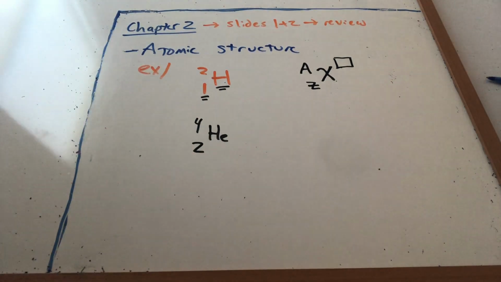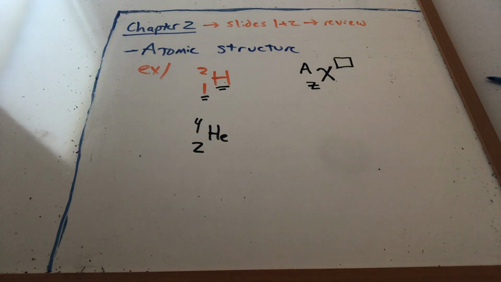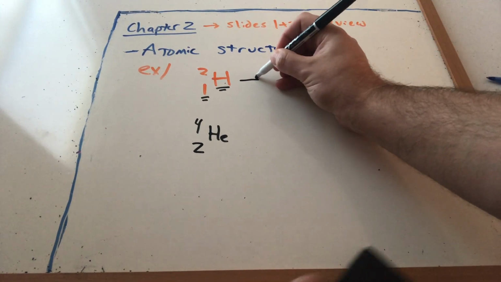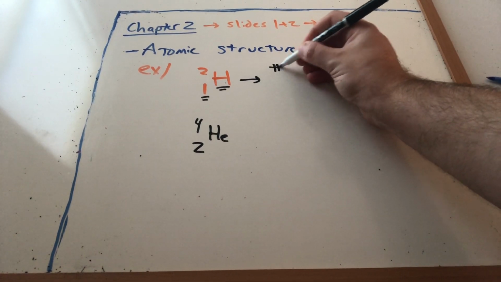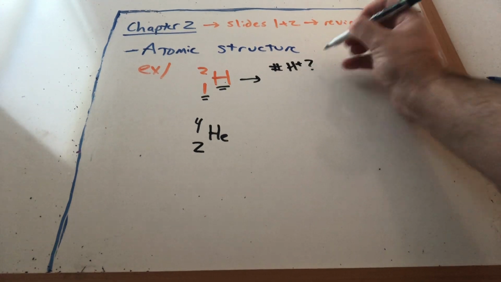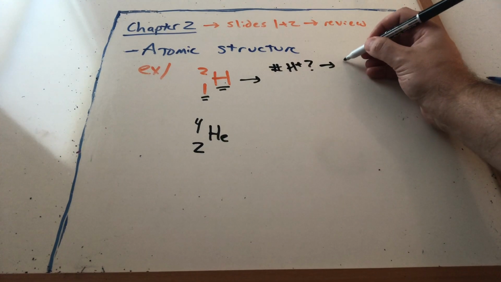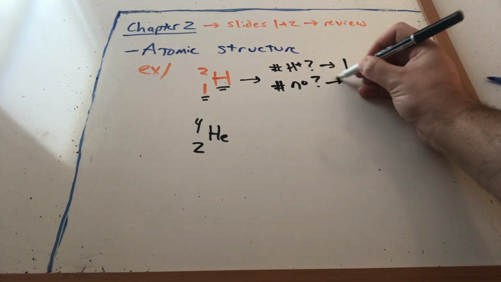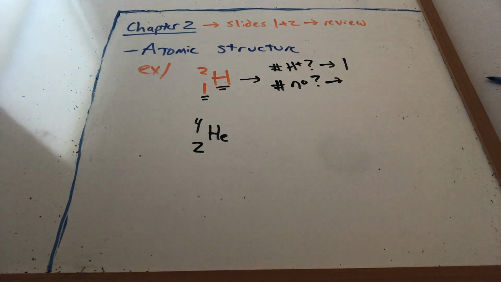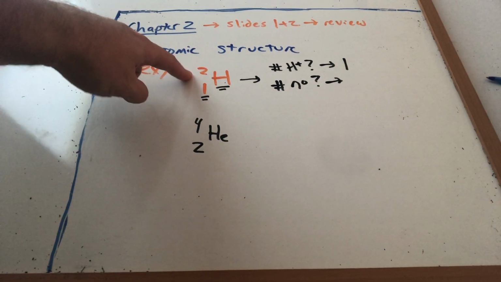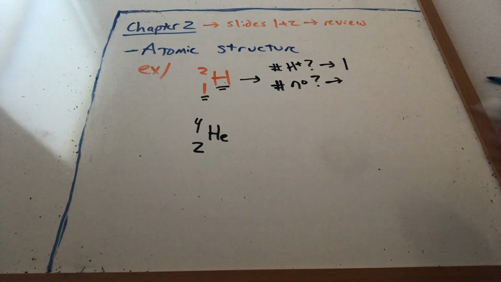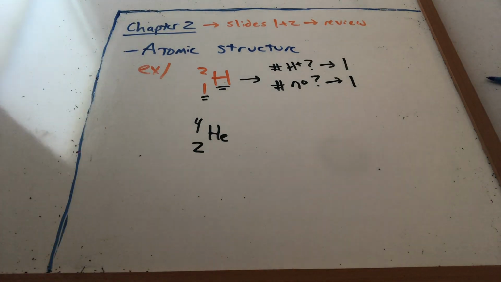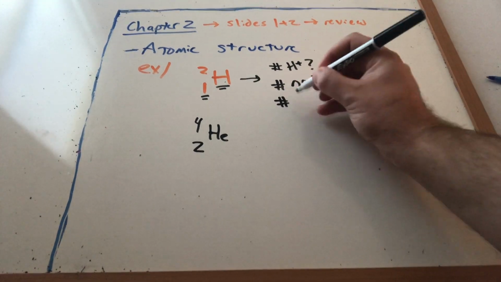So let's go back up to this hydrogen example. What does this tell us about this hydrogen? Well, we should be able to analyze this symbol and say, what is the number of protons in this? The number of protons looks like there must be 1. What about the number of neutrons? Well, this up here is the number of protons plus neutrons. So if I know there's 1 proton, then that tells me there must be 1 neutron to make the mass number 2.